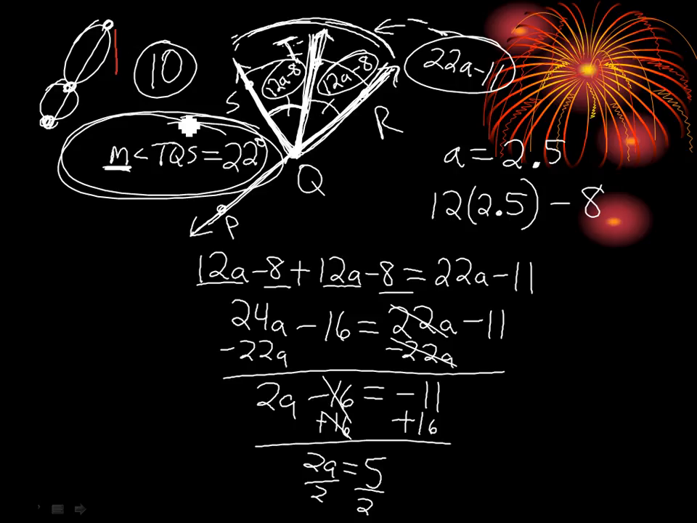So what's the measure of this angle right here? 22 degrees. What's the measure of this angle? 22 degrees, because we knew that they had to be the same. What's the measure of this whole angle? 44.